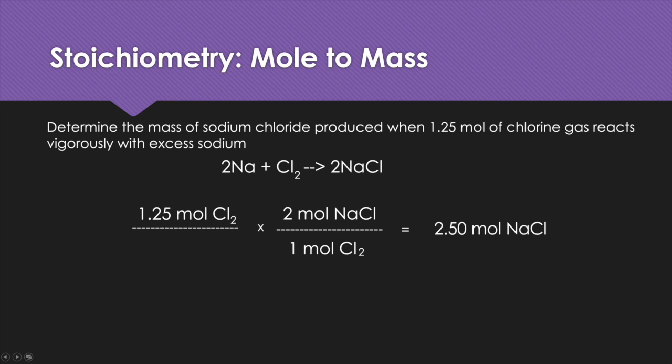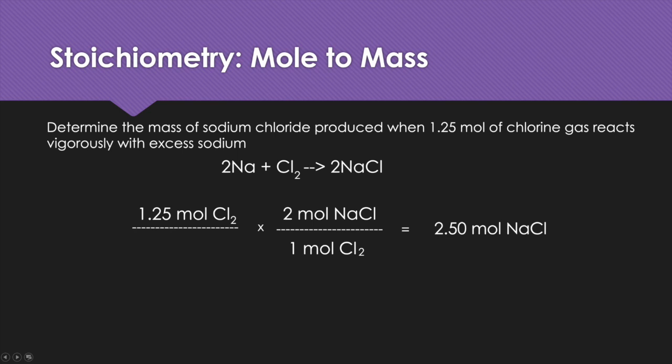And you should know how to balance equations from earlier lessons in the year of chemistry. Now, we do the same thing as before in the video. You look at your question and you get the number that it tells you in your question. 1.25 moles of chlorine gas, or Cl2. So you put 1.25 mole Cl2 on the top of your bar.